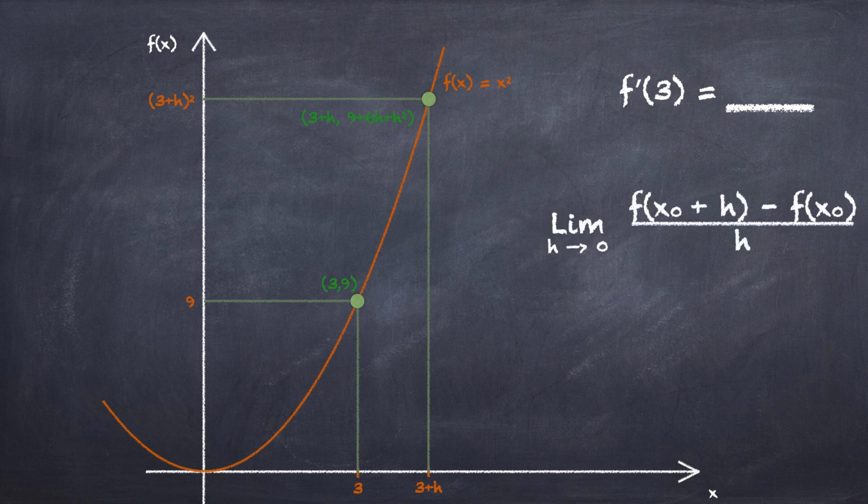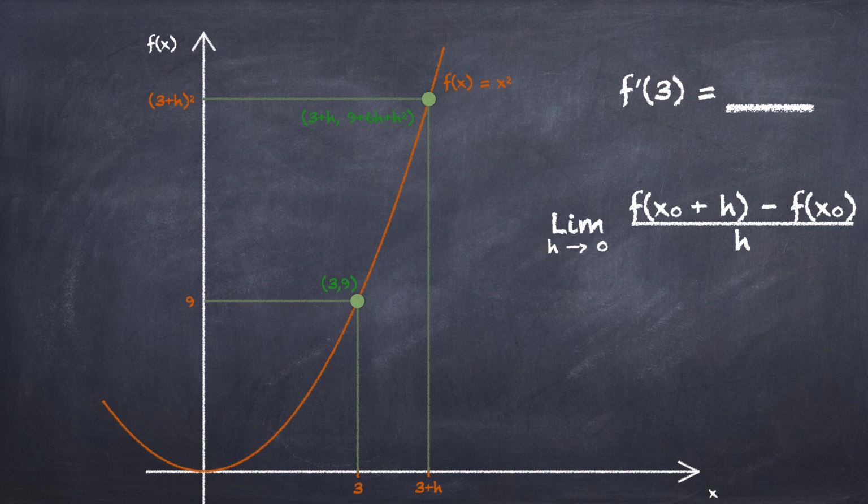So we can input our numbers into this formula, right? f of x naught plus h is just x naught plus h. x naught is going to be 3, so 3 plus h. F of 3 plus h, what is that?